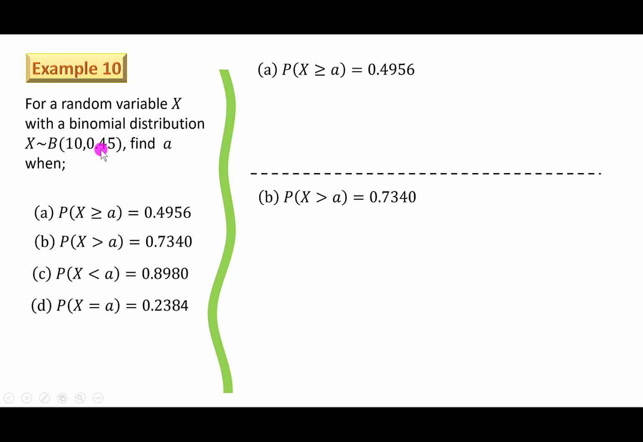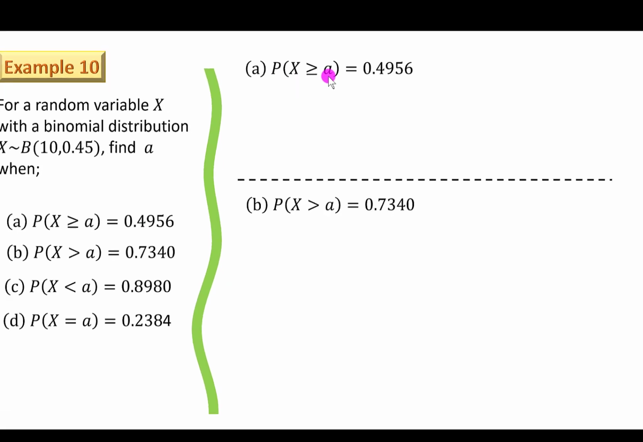Example 10. For a random variable X with a binomial distribution, X is binomially distributed with n = 10 and p = 0.45. Find a when this probability is given. Right now we want to find the value of a when the probability is given. Okay, how do we find this value? The value of a.